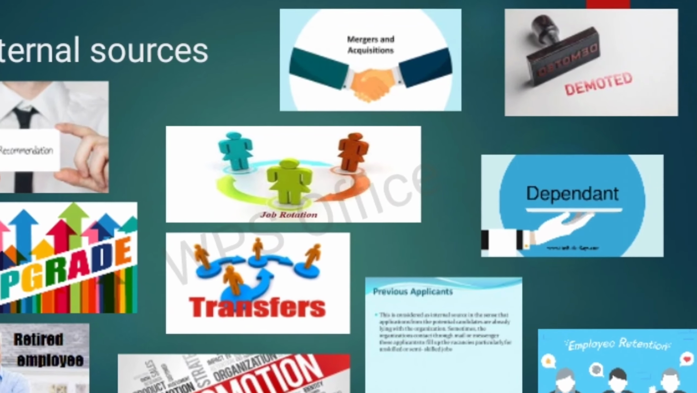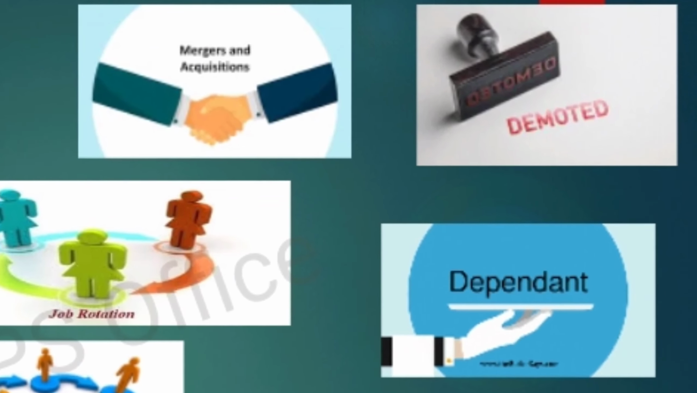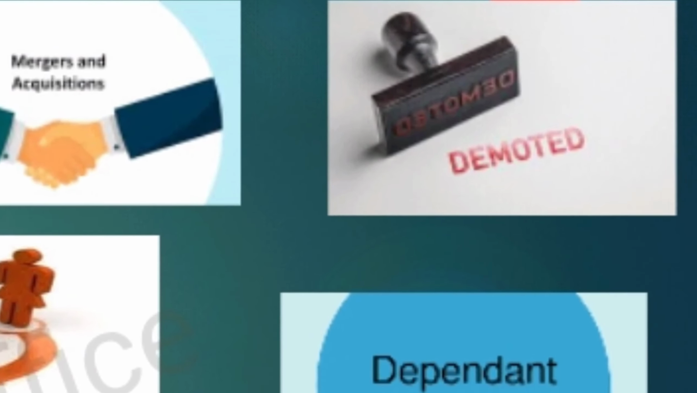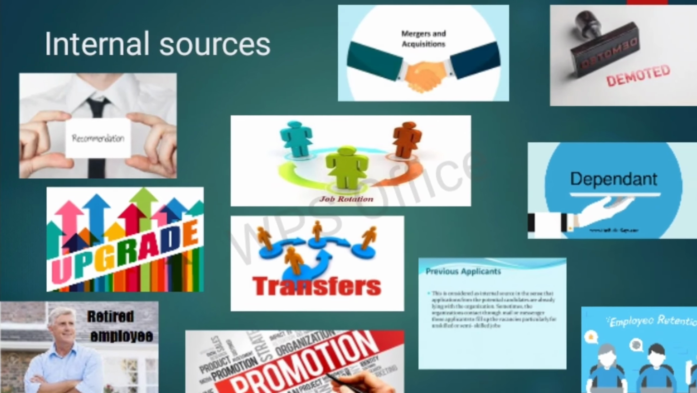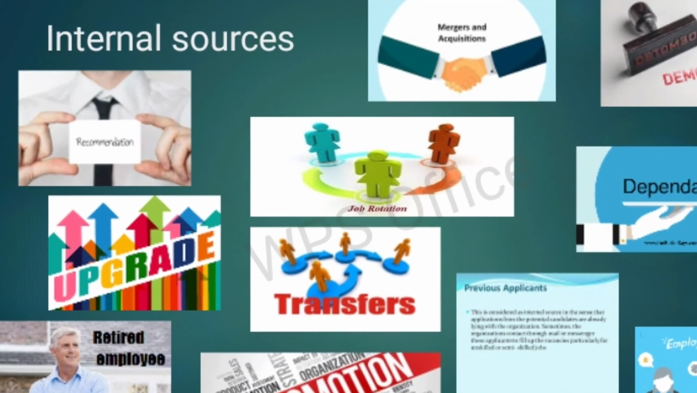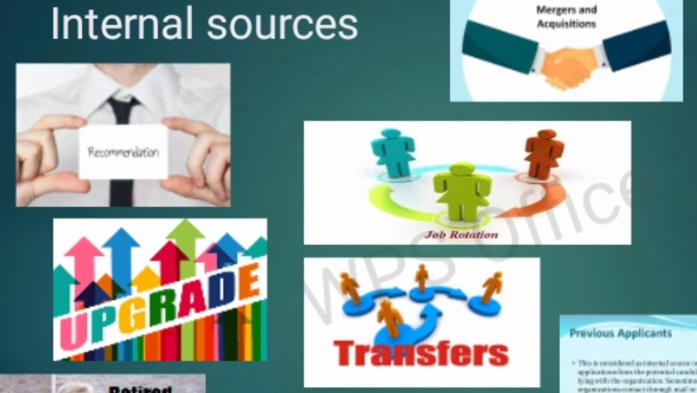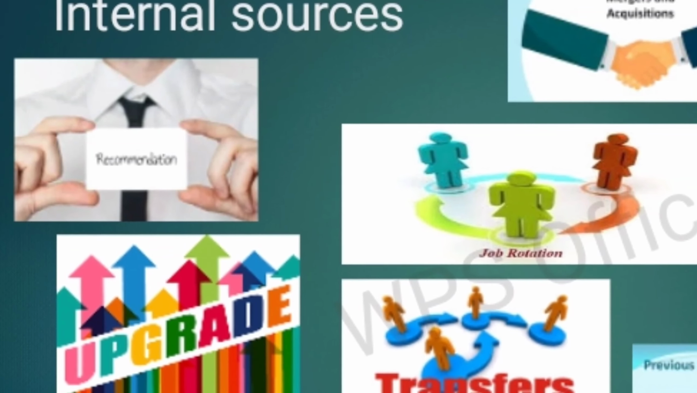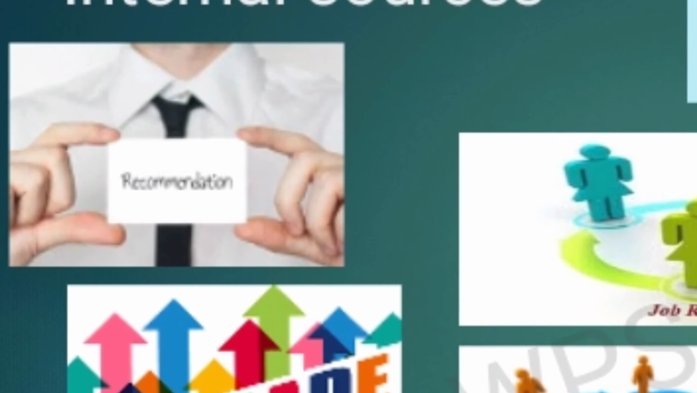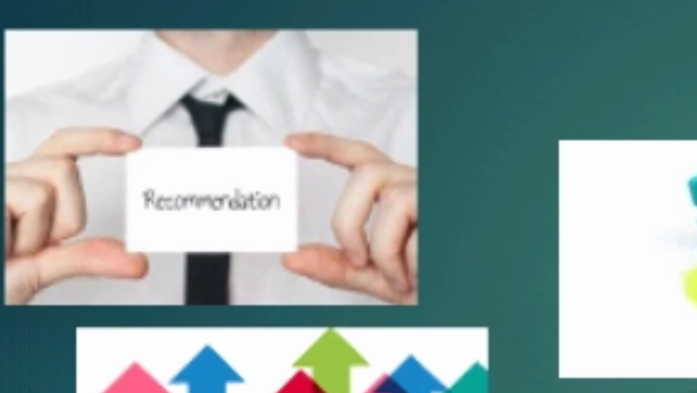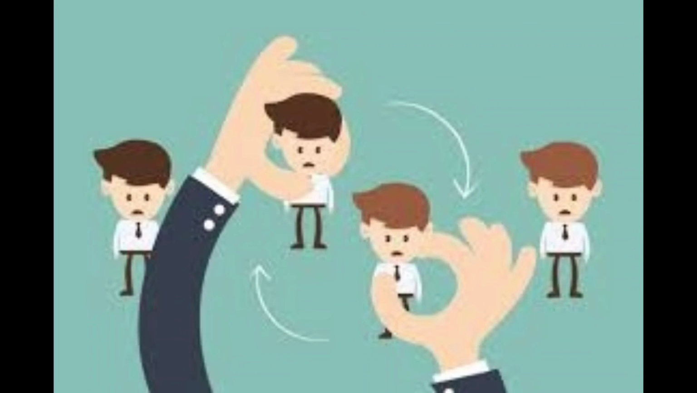Fourthly is demotion. Demotion is the movement of an employee from a higher position to a lower position. This may be caused by poor performance or a fault committed by the employee. Next is recommendation by the existing employee. Recruitment takes place by recommendation or referral by an existing employee of the management. The existing employee can refer or recommend family members, relatives, or people of good background for that particular vacancy.